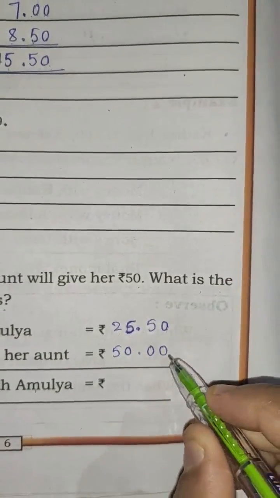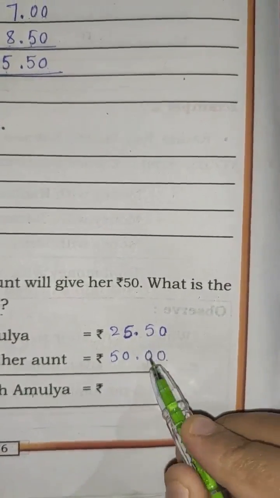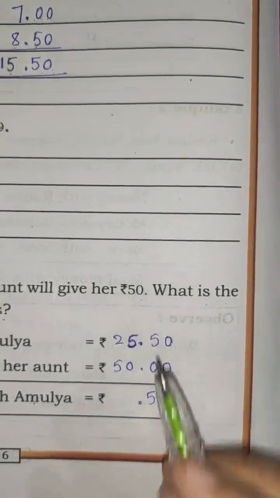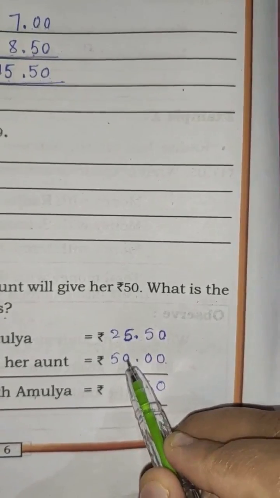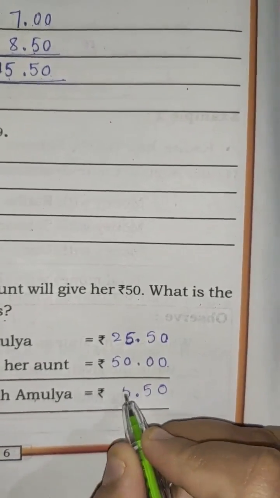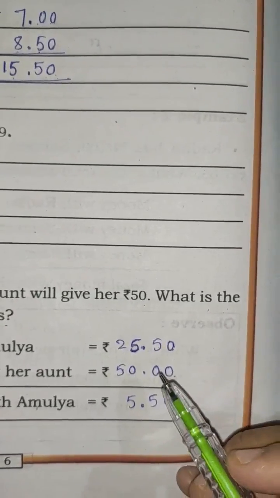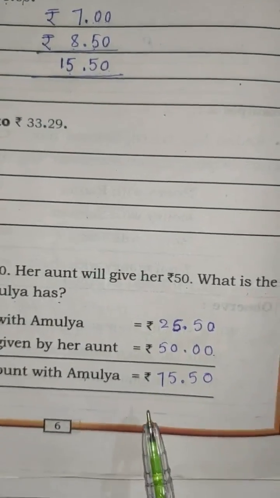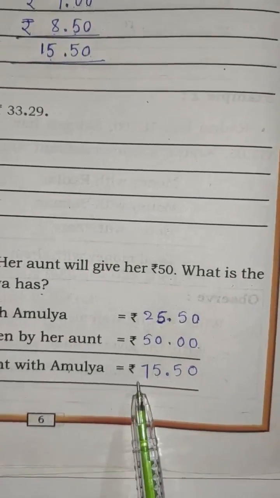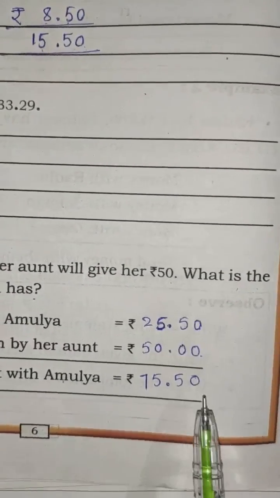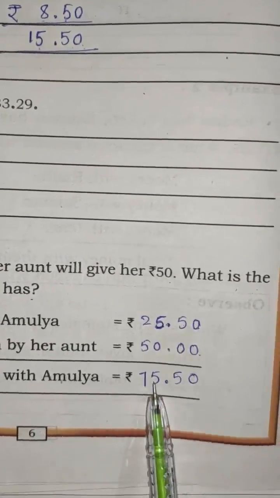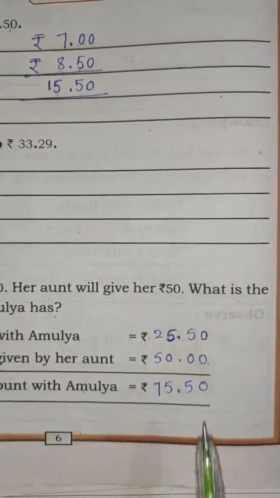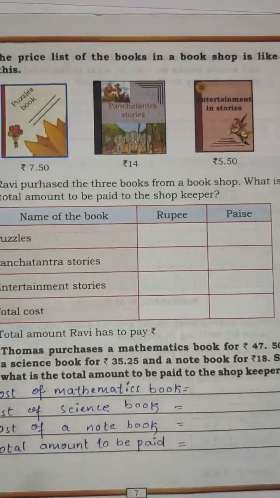So first 0 plus 0 is 0. 5 plus 0 is 5. So here is a point. Okay, next one 5 plus 0 is 5. Next 2 plus 5 is how much? Yes, it's 7. So what is the total amount with Amulya? It is 75 rupees 50 paise. Understood children? Okay, now come to page number 7.